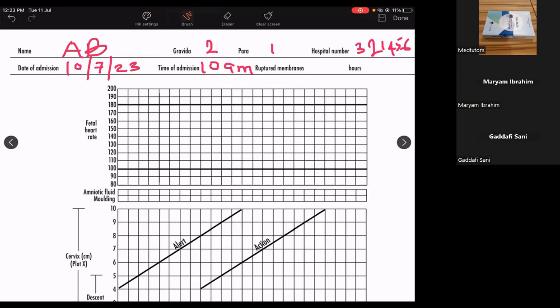So you were the doctor that received her and you examined her and admitted her at 10 a.m. because when you examined her, you found out that she had a cervical dilatation of 4 centimeters. Membranes were intact.